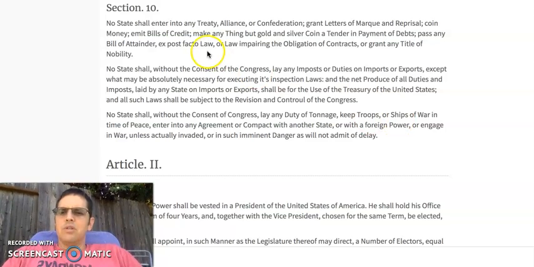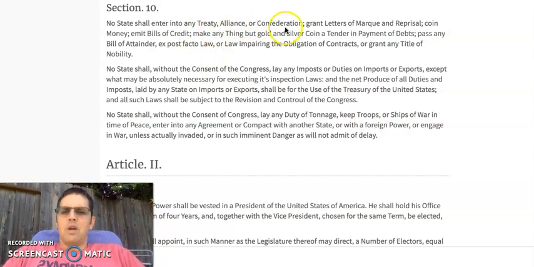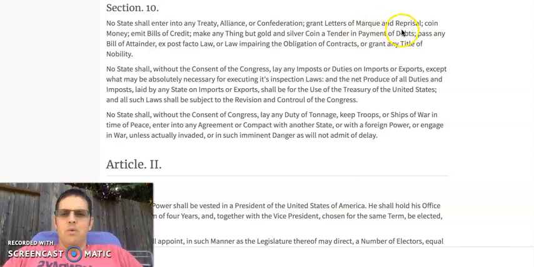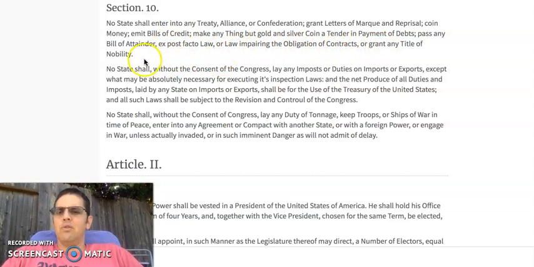No state shall enter into any treaty, alliance, or confederation, grant letters of marque, I want to say that marque, but whatever, and reprisal, coin money, emit bills of credit, make anything but gold and silver coin, a tender in payment of debts, pass any bill of attainder, ex post facto law, or law impairing the obligation of contracts, or grant any title of nobility.